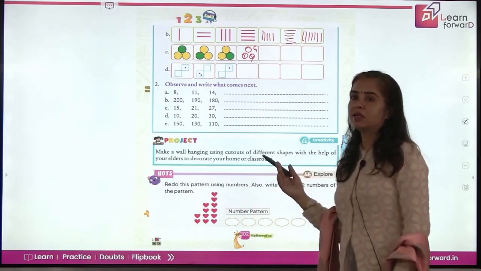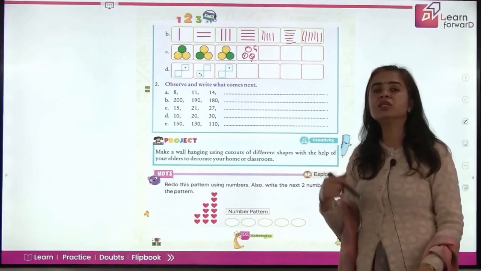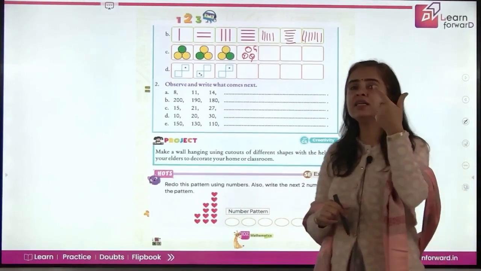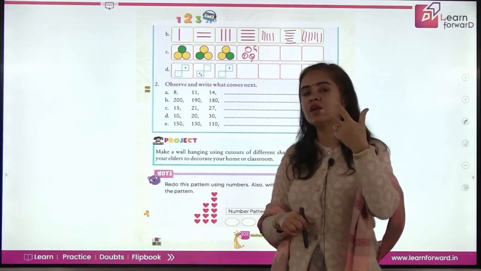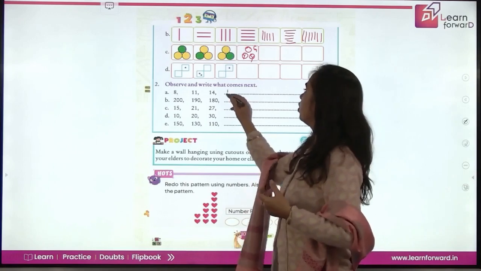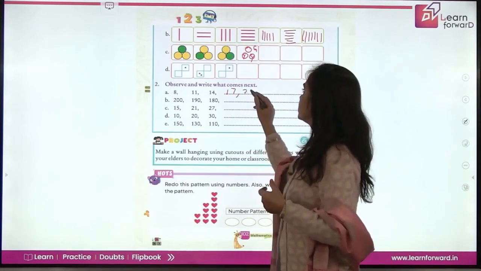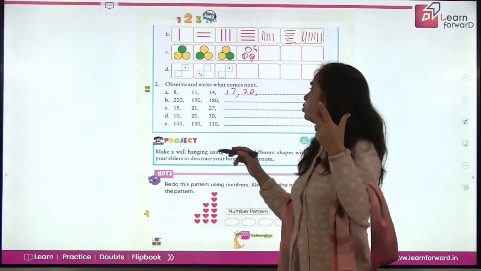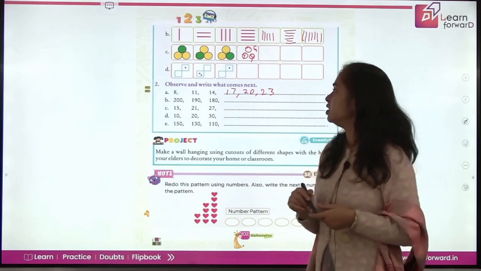Now we have patterns in numbers 8, 11, 14. So let's see how it is increasing. After 8, 9, 10, 11, 12, 13, 14. So after 14 we'll count again. 15, 16, 17. So it is a jump of 3. Then 18, 19, 20, again plus 3. Then 21, 22, 23. So we can write just 3 numbers after each.